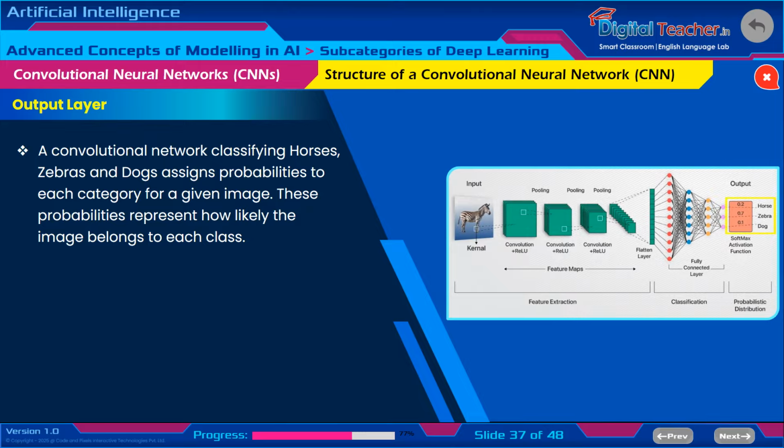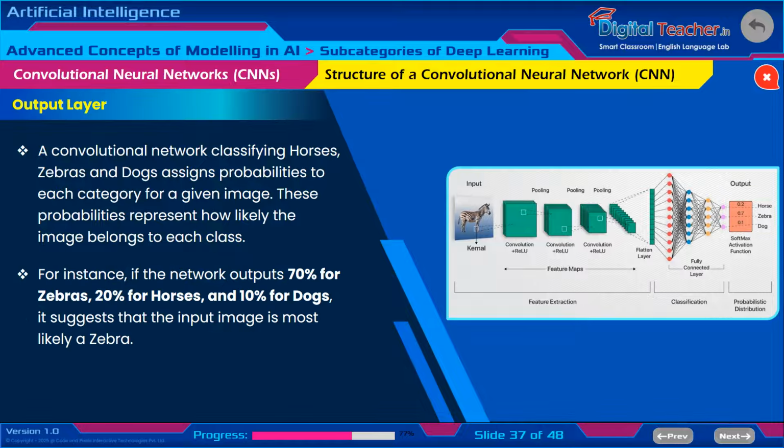A convolutional network classifying horses, zebras, and dogs assigns probabilities to each category for a given image. These probabilities represent how likely the image belongs to each class. For instance, if the network outputs 70% for zebras, 20% for horses, and 10% for dogs, it suggests that the input image is most likely a zebra.